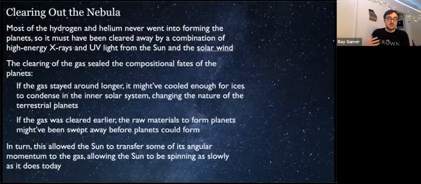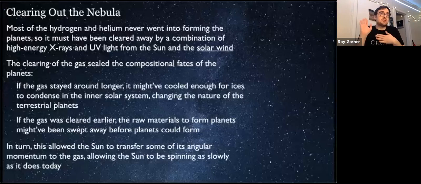So the young sun must have had a very strong combination of radiation and solar wind to clear the solar system of the gas, of the hydrogen and the helium. But doing that, clearing the gas, pushing all the gas back out into the galaxy, sort of sealed the compositional fates of the planets. So if the gas stayed around a bit longer, then over time it would have cooled.